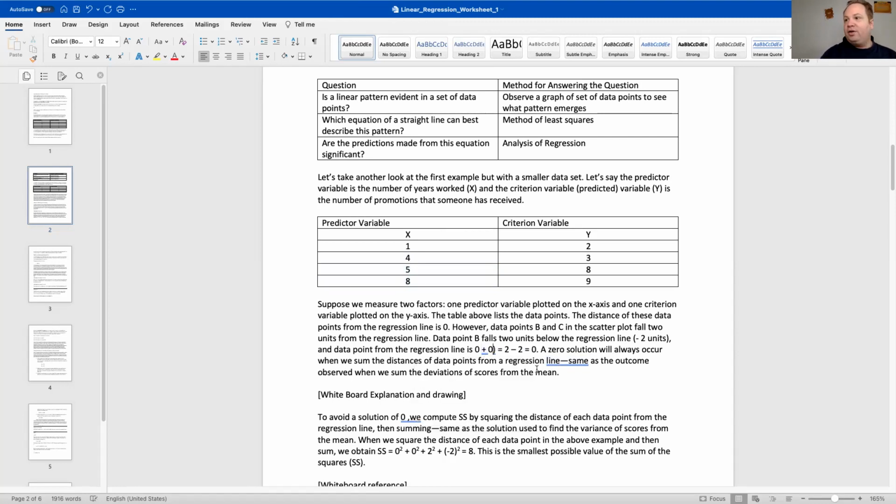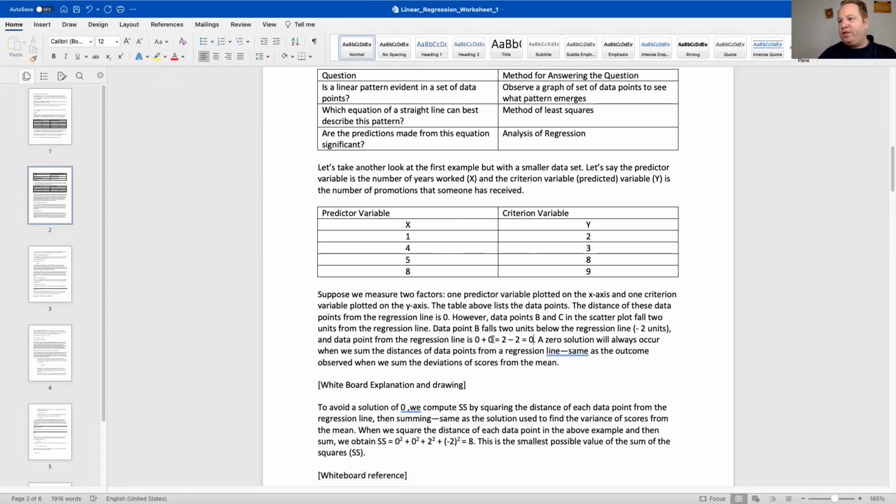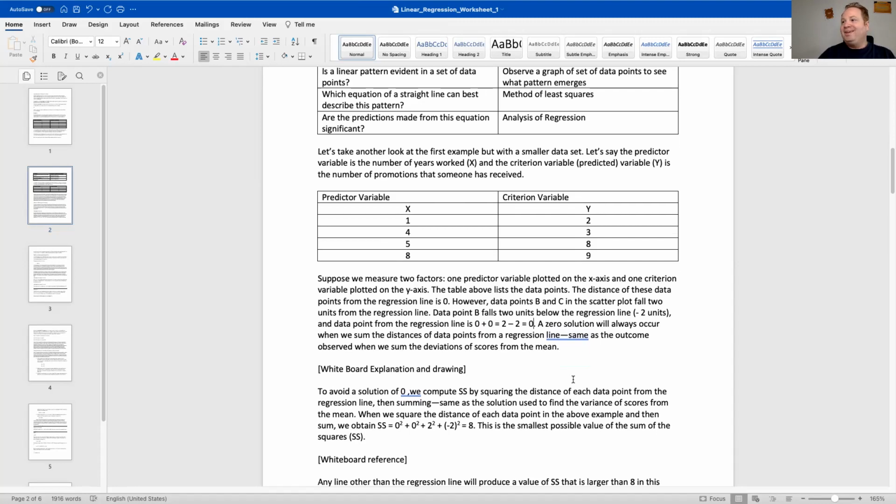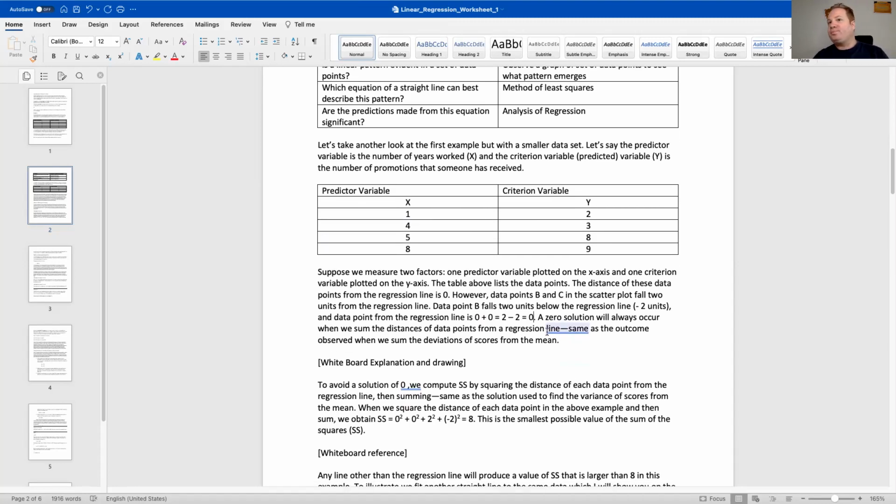So 0 plus 0 plus 2 minus 2 minus 0. We're not squaring them yet. A zero solution will always occur when we sum the distances of data points from a regression line, same as the outcome observed when we sum the deviations of the scores from the mean. So what does that mean? Let's take a look at the whiteboard here.